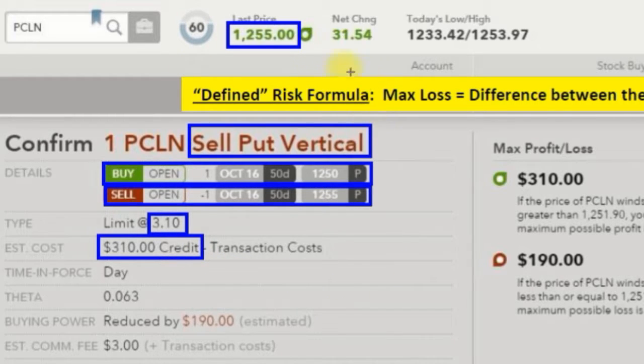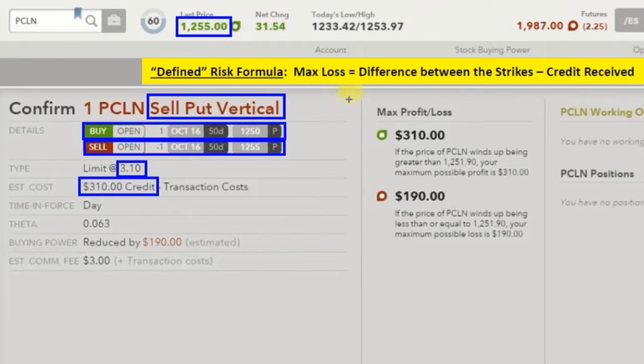Now remember our defined risk formula. What is our max loss? It's the difference between the strikes. So what's the difference between the strikes in this case? It's $12.55 minus $12.50, which we know is a $5 difference, which we know is times 100 because it's options, which means the difference between the strikes here is $500.